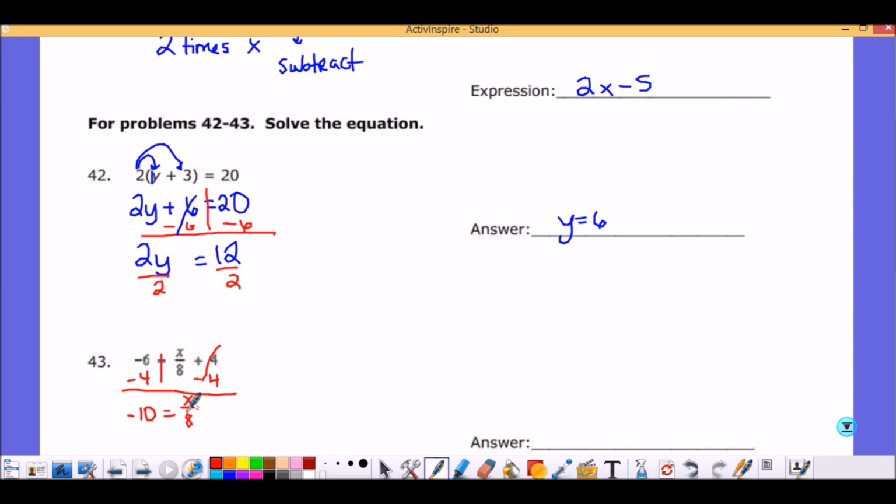Now, when you see this fraction bar, what does that mean? That means to divide by 8. So what's the opposite of dividing by 8? That's right, I'm going to multiply by 8. So what I do to one side, I do to the other. So that means my answer is negative 80 equals x.